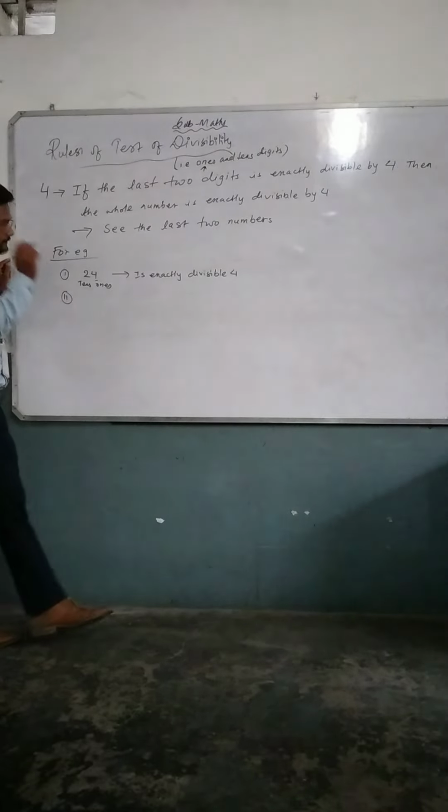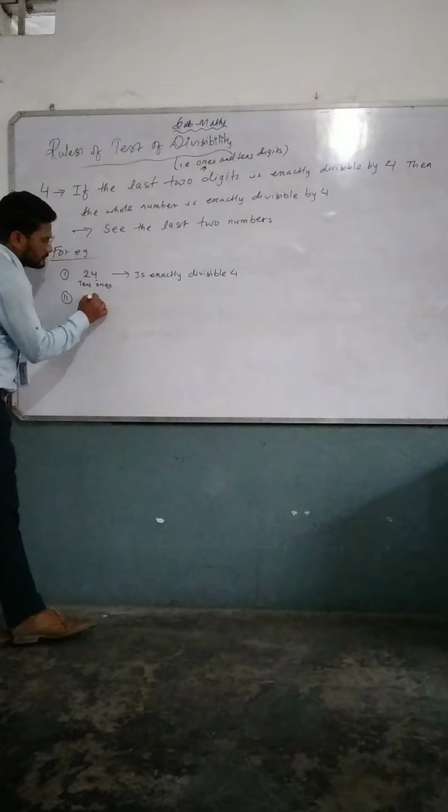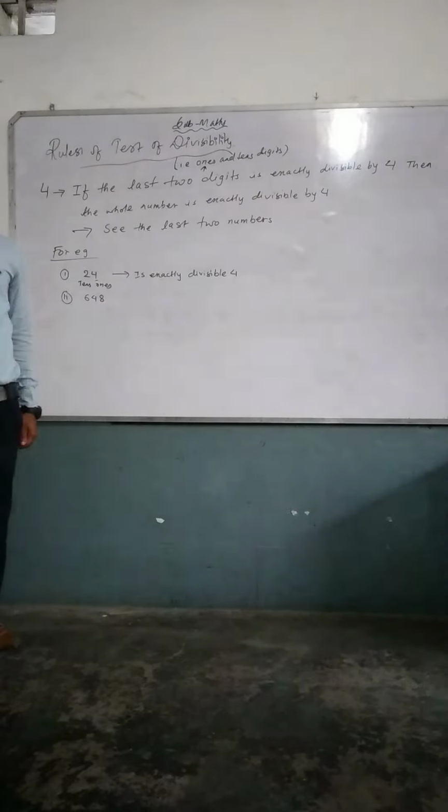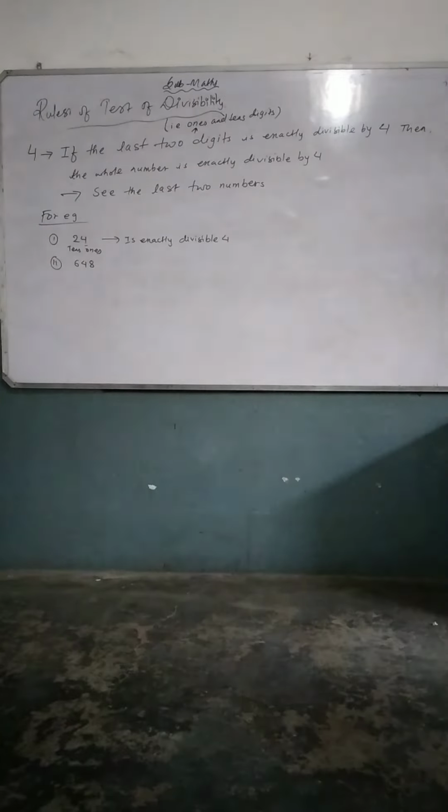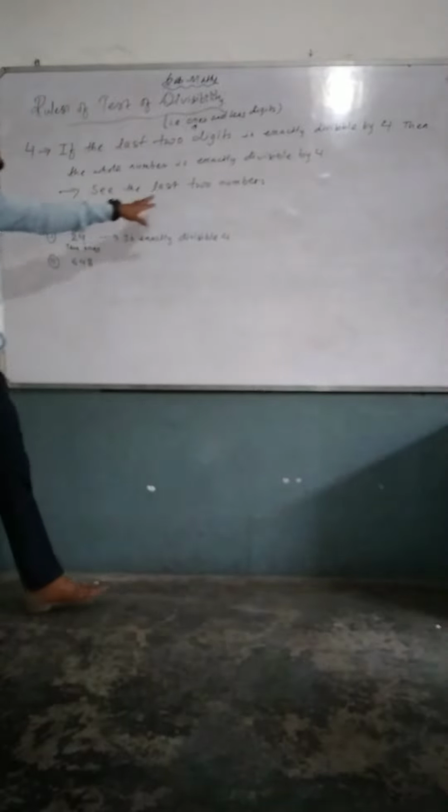Example number 2: 648. We have a 3 digit number. How many digits? 3 digits. In a 3 digit number also, you should be able to find out whether it is exactly divisible by 4 or not. Now here you can see that 3 digits are here, isn't it? 1, 2, 3. According to the rule, you have to see the last 2 numbers.